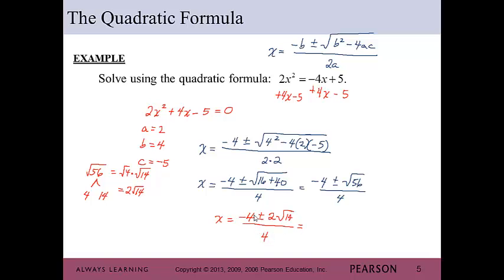So since 4 is dividing everything, split it up into 2 parts. So we have negative 4 over 4, which is negative 1, plus or minus 2 over 4 is a half, and then square root of 14. So x equals negative 1 plus or minus 1/2 the square root of 14.